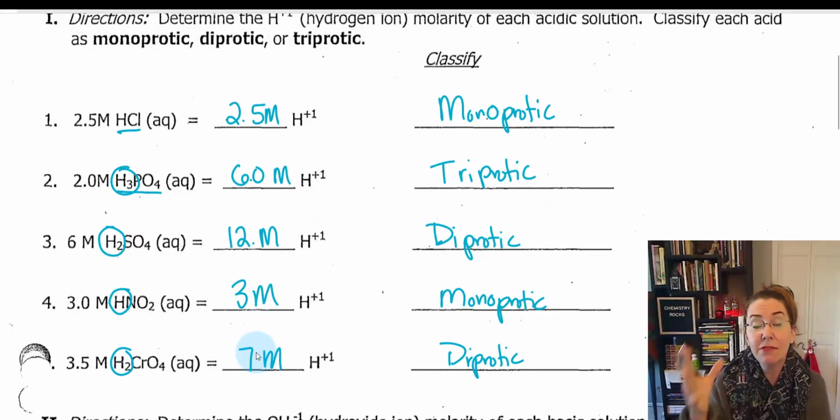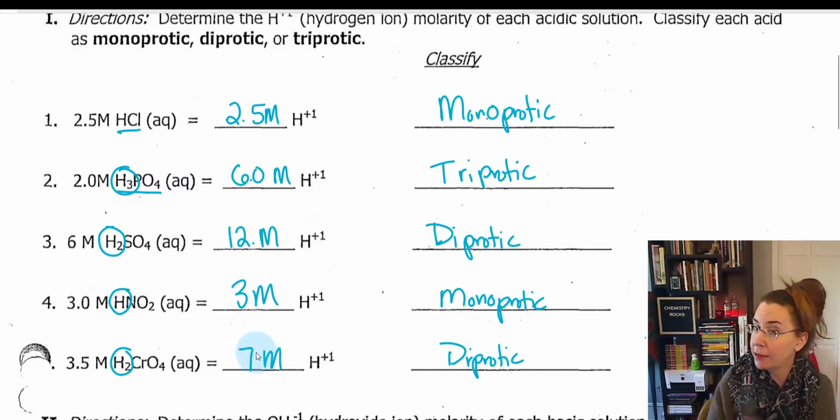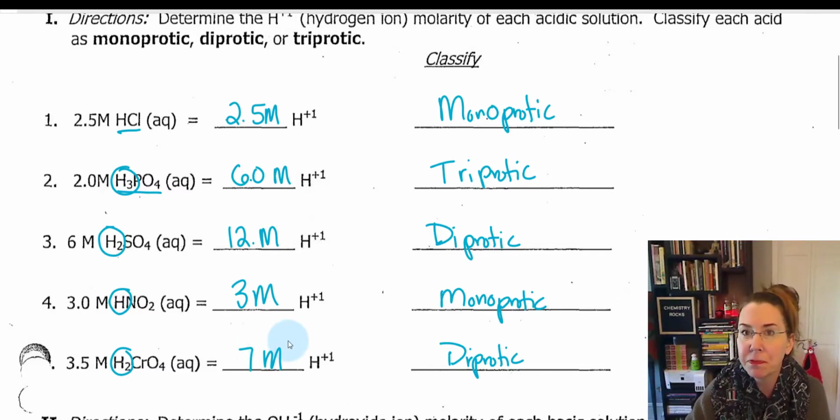All right, so that's it for the top. Pretty easy, straightforward. You look at the number of protons released, and monoprotic, your answer gets multiplied by 1, which means it stays the same. Triprotic, we multiply by 3. Diprotic, we multiply by 2. Now, let's go down to the bottom at the bases.